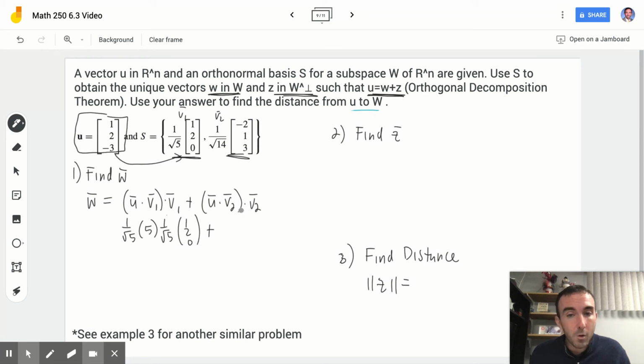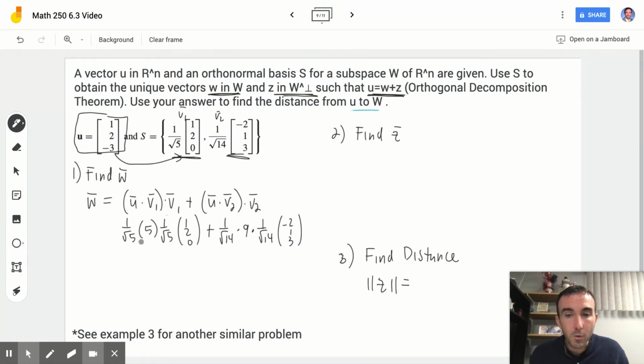And then for u with v2, again, I'll do the same thing. I'll multiply u with v2. I'll keep the coefficient outside. I'll multiply the components, 1 with negative 2, 2 with 1, negative 3 with 3. That's going to give me out just 9. And then I multiply that by v2 itself.